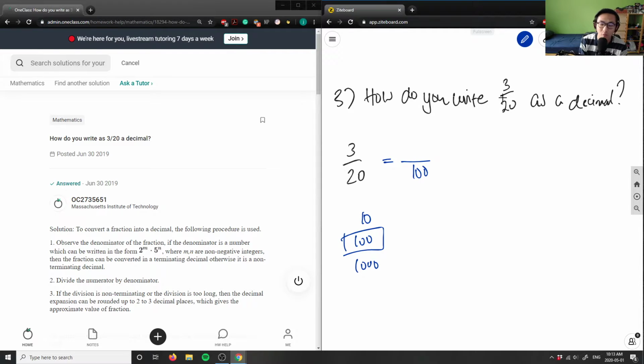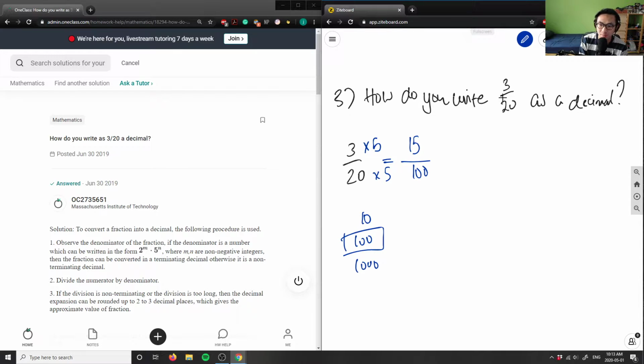So 20 times what would give me 100? 20 times 5 would give me 100, which means I have to multiply 5 on the top side as well. So 3 times 5 is 15. So 15 over 100 is my equivalent fraction. And if I want to change this into a decimal, it's very, very easy.